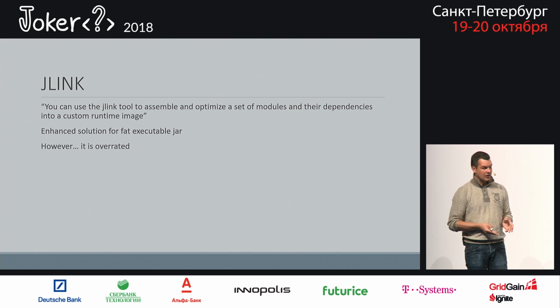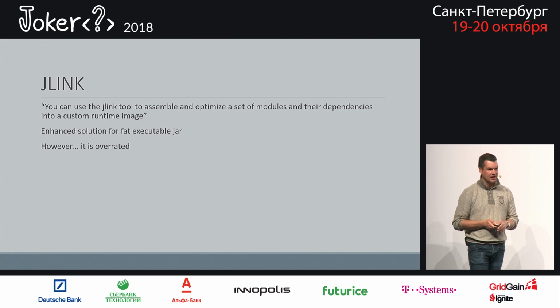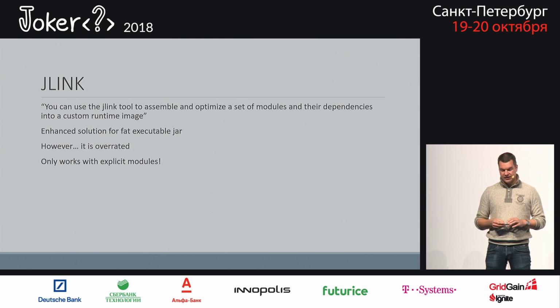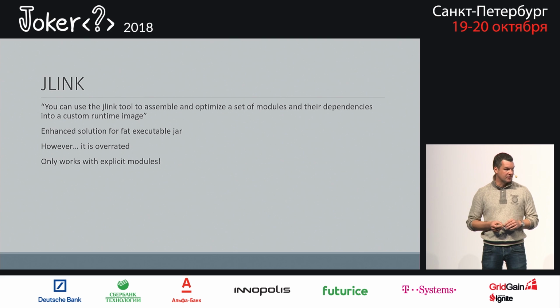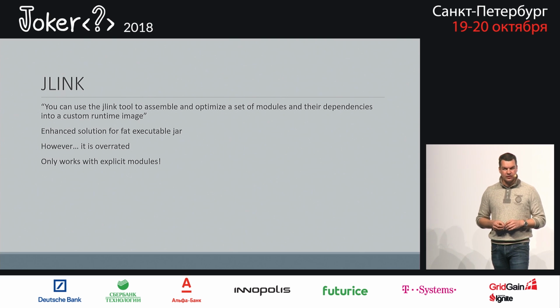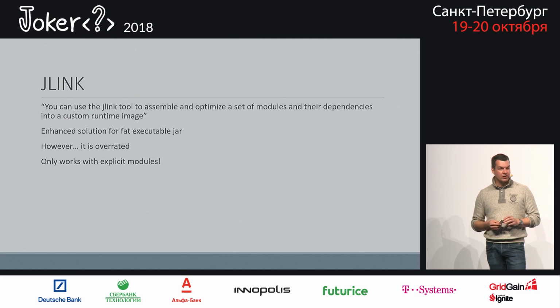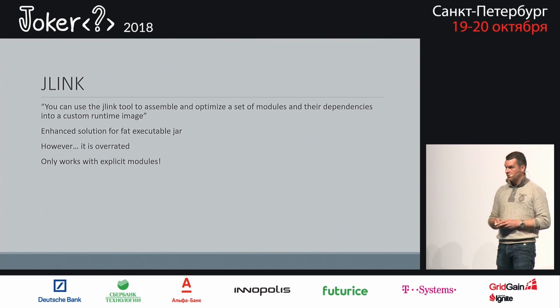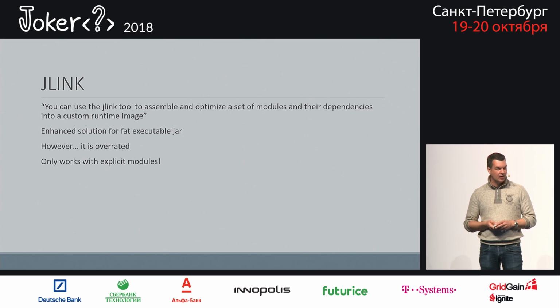Right now, I'm pretty sure that almost none of the applications can use it because there's one important detail to know, and that is that it works only with explicit modules. So if you have at least one automatic module referenced in your module descriptor, you cannot use JLink. So it will take quite some while before JLink is really suitable to create your applications with a customized runtime image.